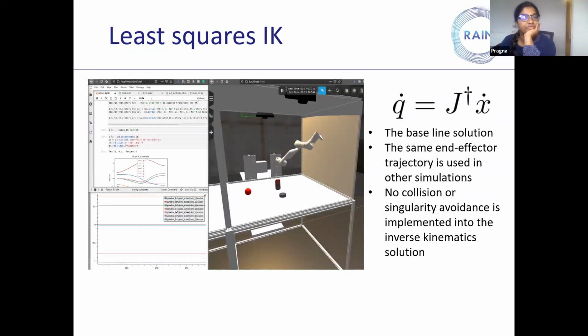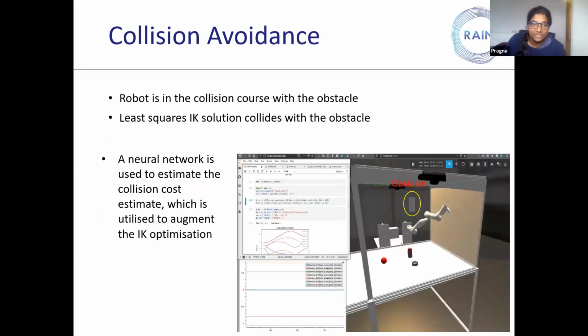Now, once the training is done, we have this least square IK solution. This is the baseline solution, that there is no obstacle, nothing is there. So then the robot solves the IK for its starting position to reach the goal position. But when we have an obstacle like this here, what do we do? We use the neural network to give us an estimated collision cost at each step of the IK, and we will augment that to the IK optimization.